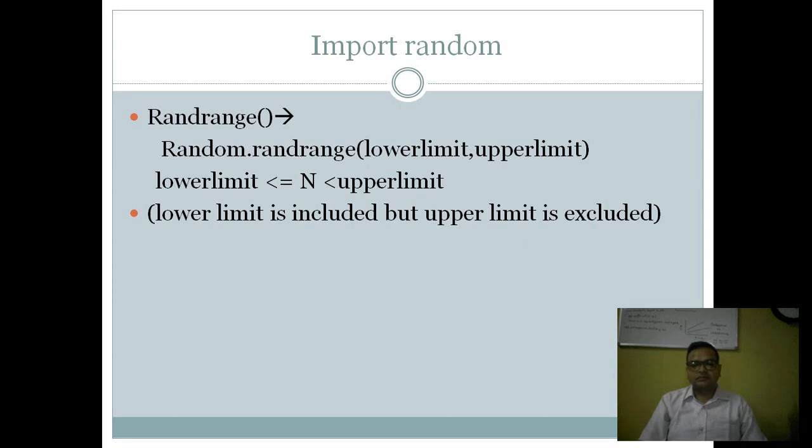Clear? Now just understand this one. First of all, I am going to give you this explanation. This is the function name where R will be in the small case, randrange function. This function is defined under the random module. So I'll use import random. Then I'll use random.randrange. I'll assign lower limit comma upper limit.